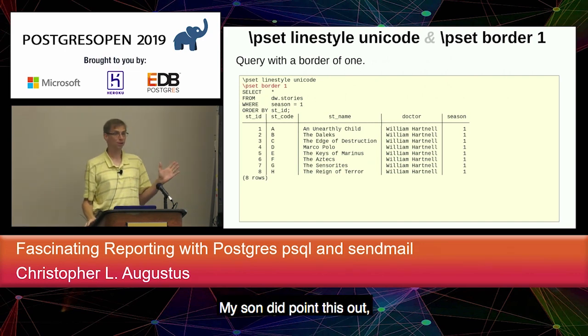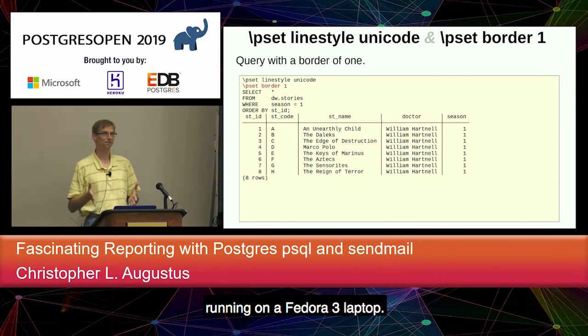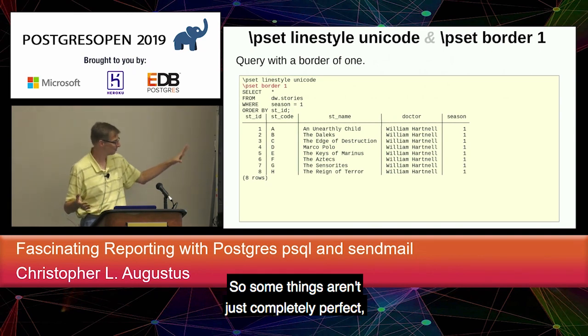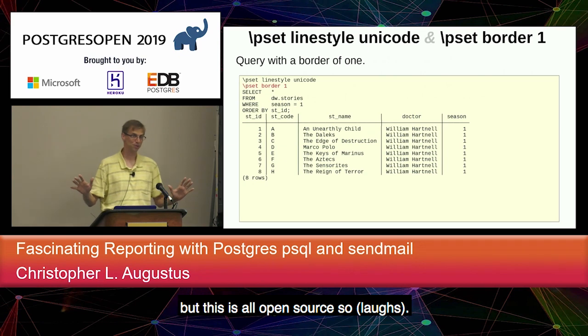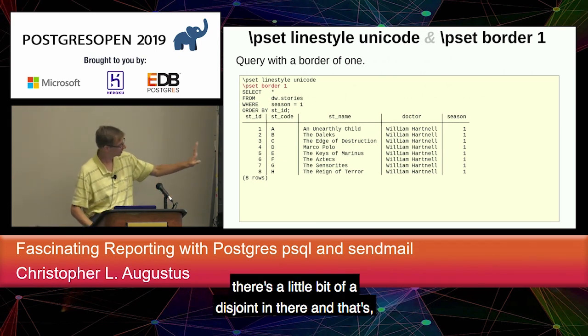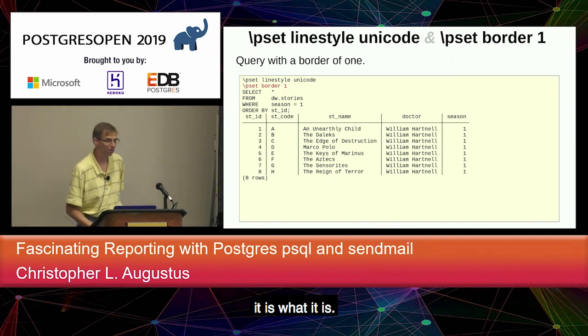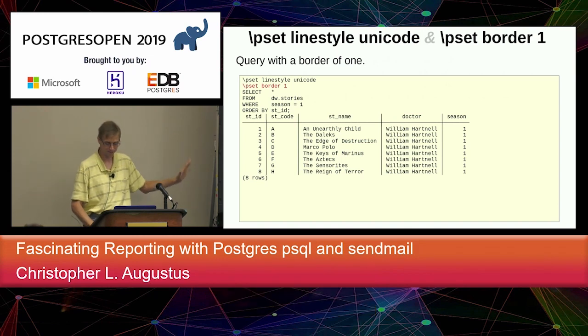And my son did point this out. This presentation was made with LibreOffice running on a Fedora 30 laptop. So some things aren't completely perfect, but this is all open source. Those sort of fun things. But he pointed out there's a little bit of a disjoint in there, and that is what it is. But I paid nothing for the OS or the presentation software.